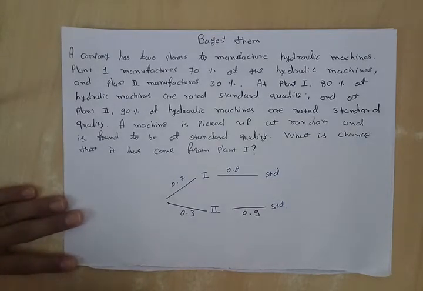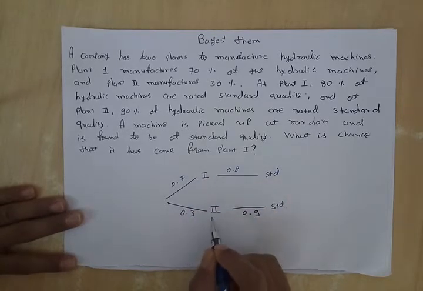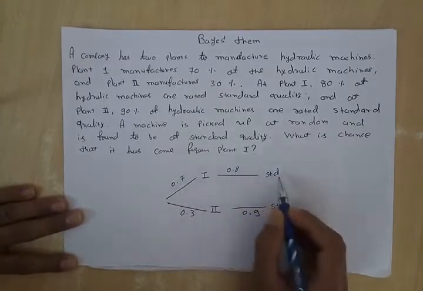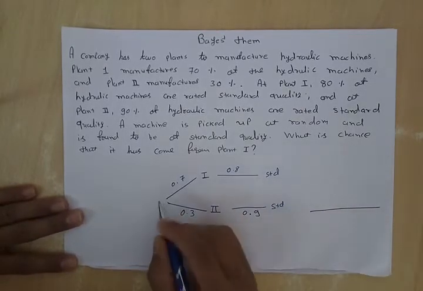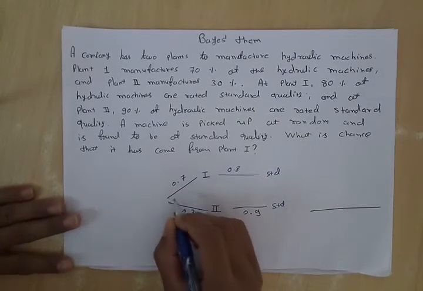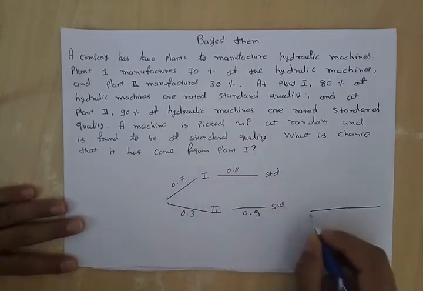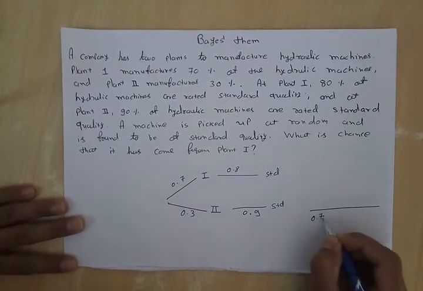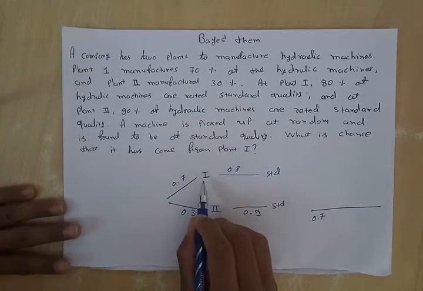Now, how many ways can we pick a machine of standard quality? One way is the machine came from plant 1, and the second way is the machine came from plant 2. So we will calculate both probabilities and add them up. So we'll calculate for plant 1. First, the machine must be manufactured by plant 1. So it has 0.7 probability that it is manufactured by plant 1.